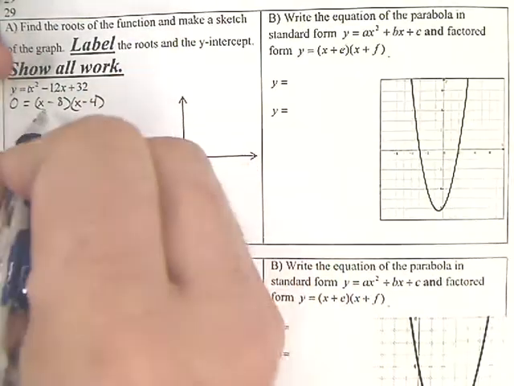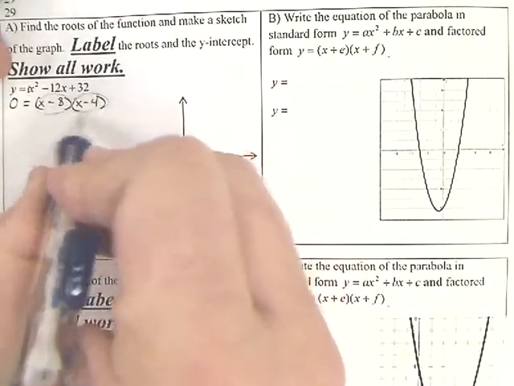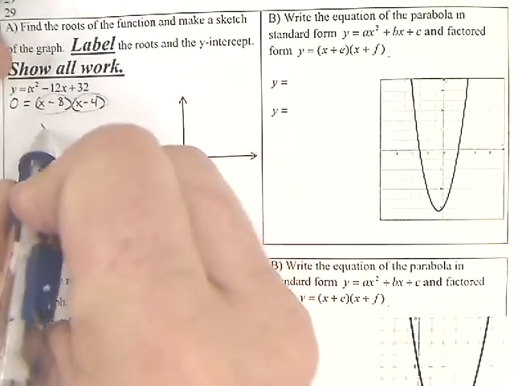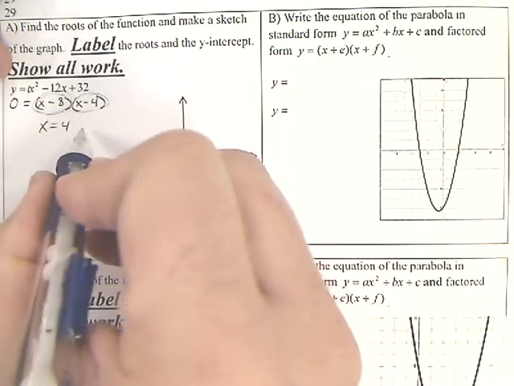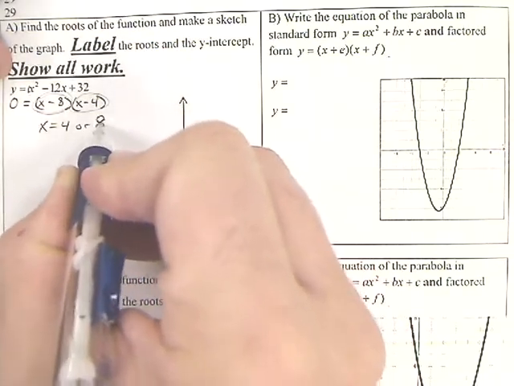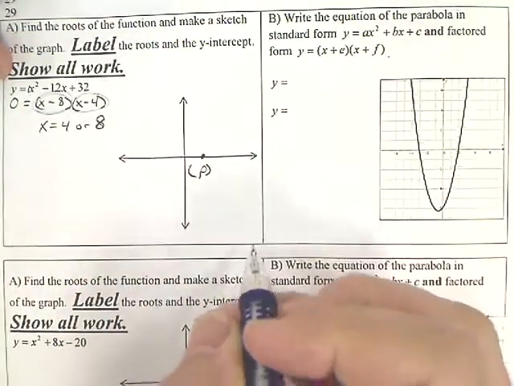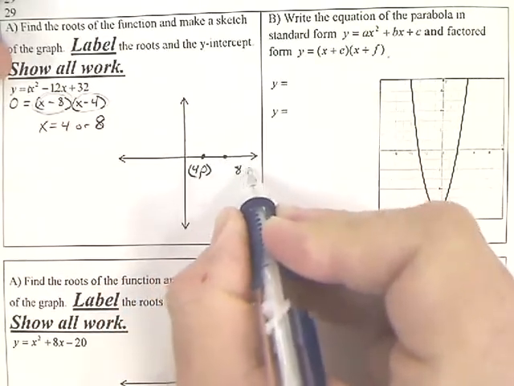So now, zero product property tells me one of these guys has got to be 0. So if this one's 0, then x has to be 4. X equals 4. For this one to be 0, then x has to equal 8. Oops, I wrote x though. 8. So that means this is 4, 0, and this guy is 8, 0.